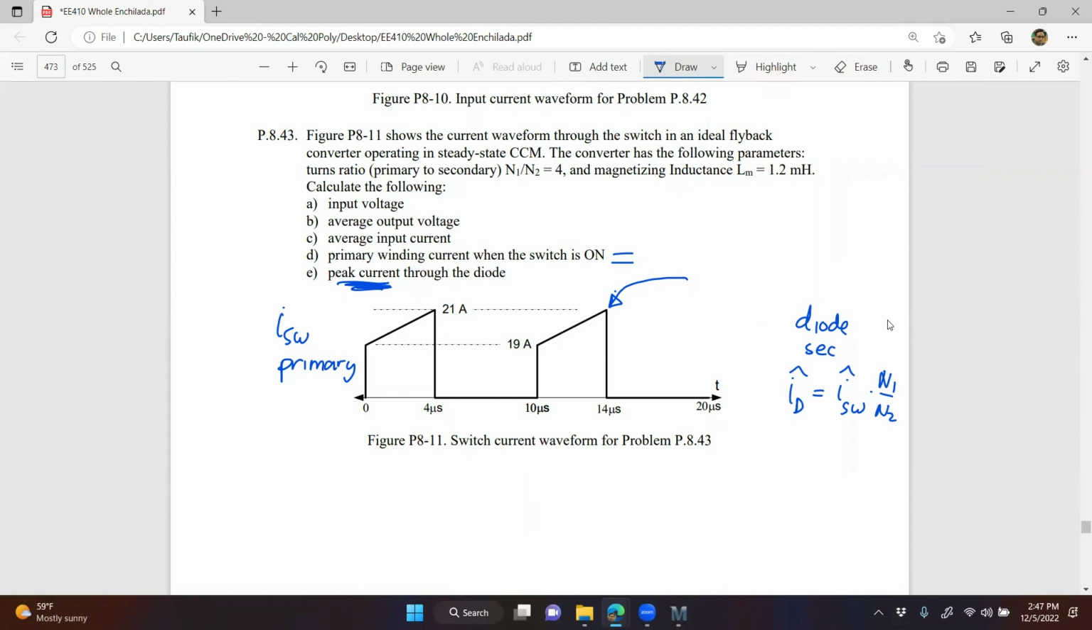V1 over V2 is equal to N1 over N2, which is equal to I2 over I1. So I2, which is I diode, is equal to I1 times N1 over N2. This is the ratio I'm looking for. So that's the answer for part E: this peak value, which is 21 amps, times 4, since N1 over N2 is 4.